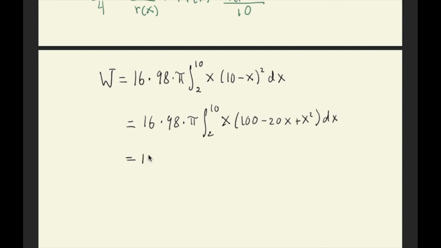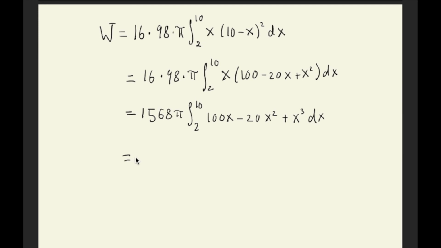1568 pi. Okay, and then the integral from 2 to 10 of 100x minus 20x squared plus x cubed dx. And the derivative is pretty easy to compute there.